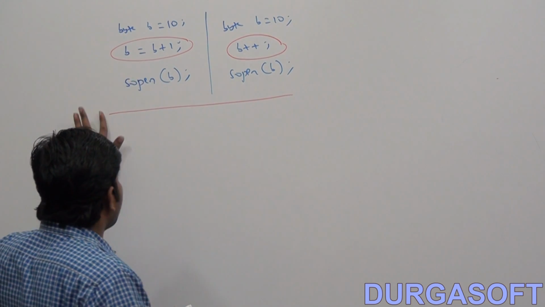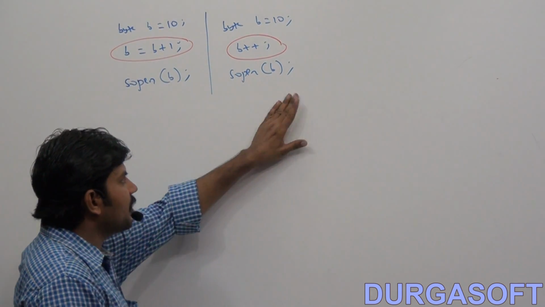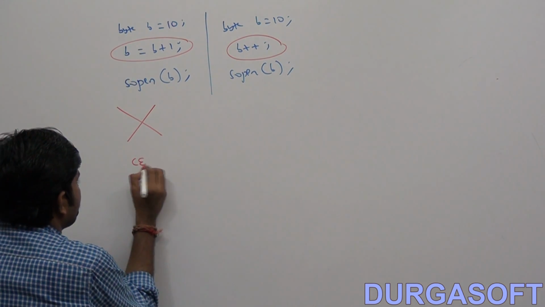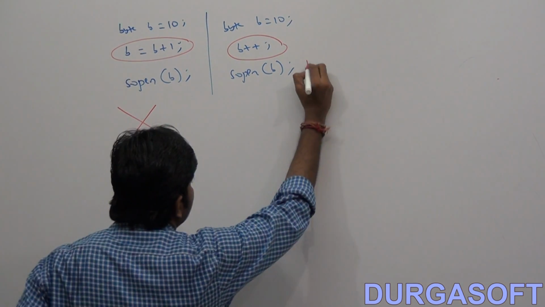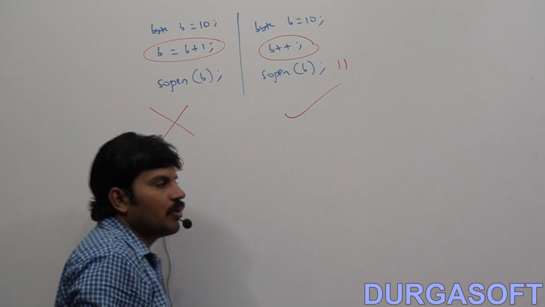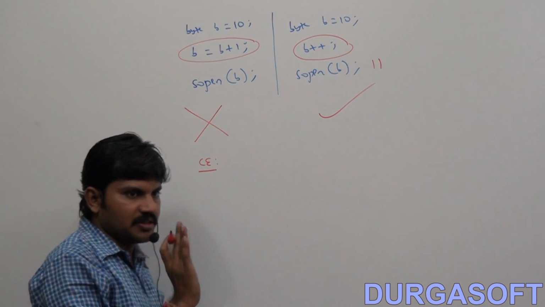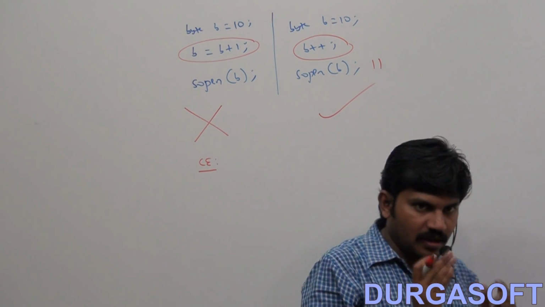To understand this difference, let me explain. In the first case you are going to get a compile time error. In the second case, 11 is the answer. But to understand why we are getting a compile time error, let me explain another example so that you people can be aware clearly.